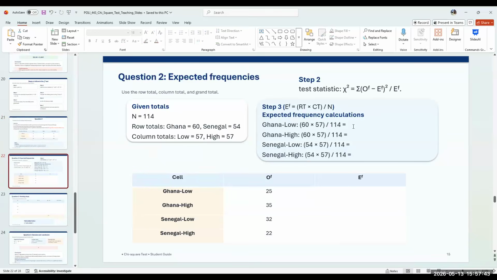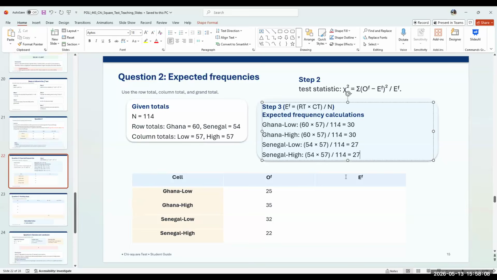Delali, 60 times 57, we divide by 114. What would the answer be? The answer will be 30. Thank you very much. Then what about 60 times the other one? The same thing, 30. Thank you. What about 54 times 57? The answer is 27. Thank you. So this one too becomes 27.